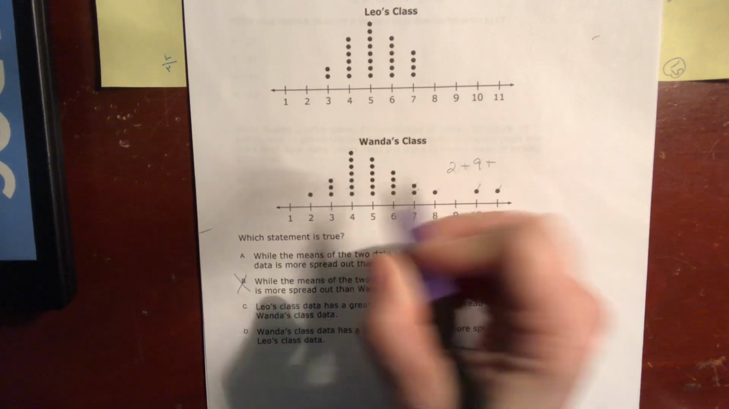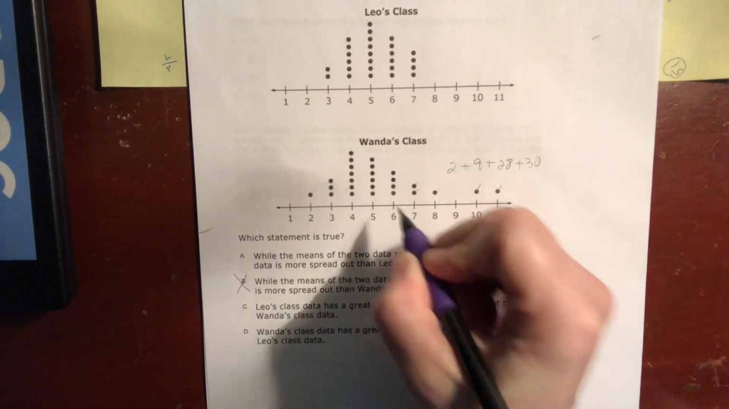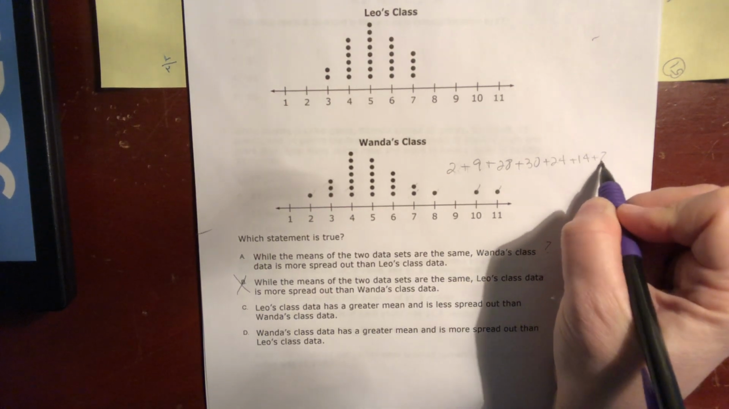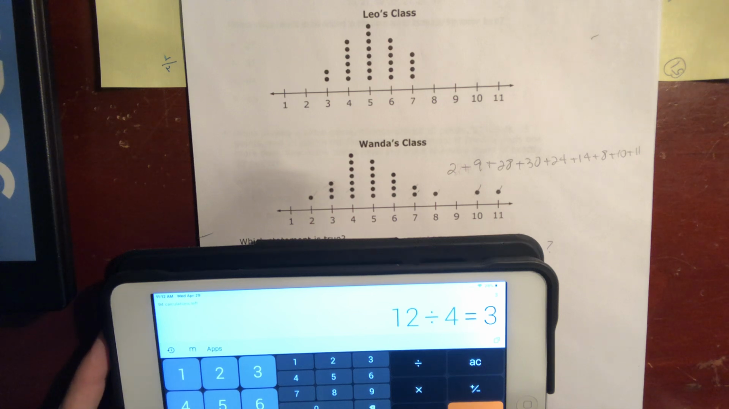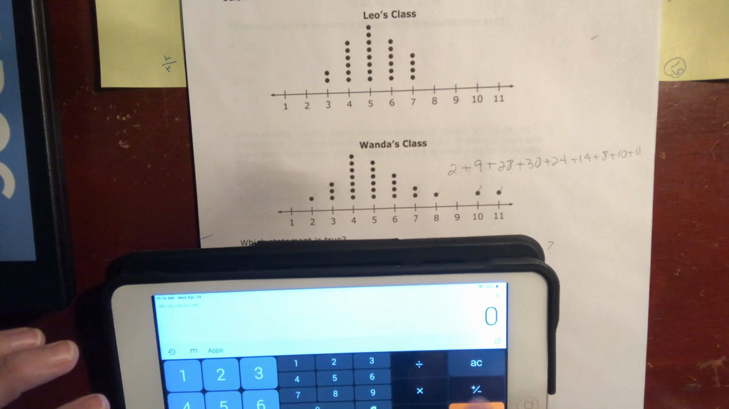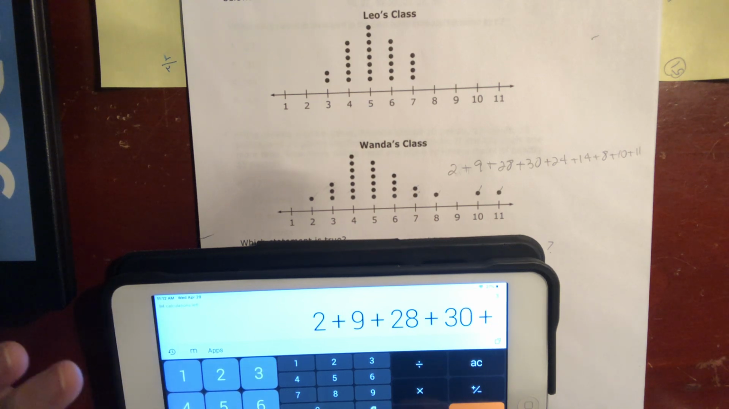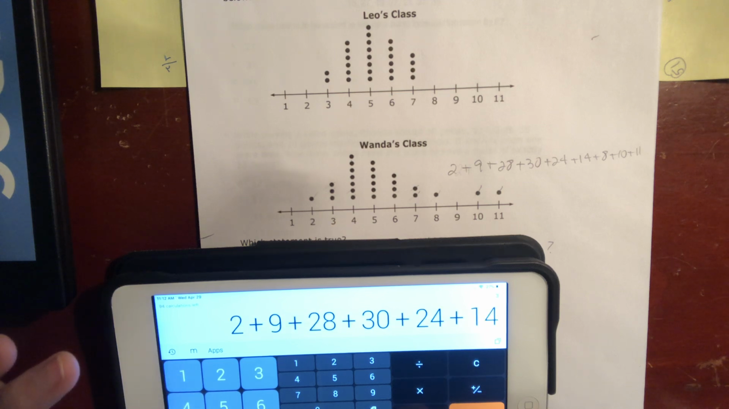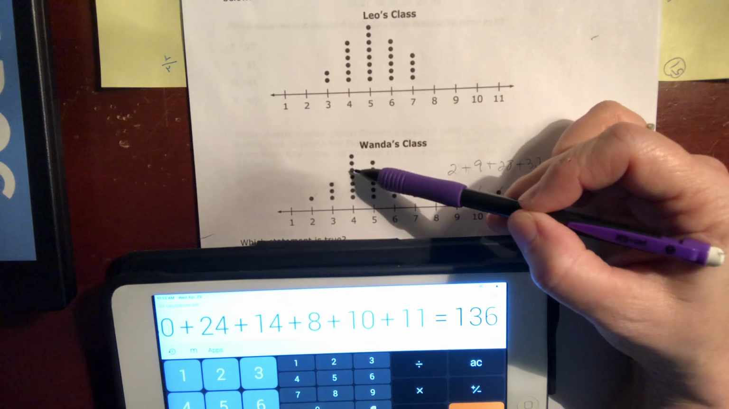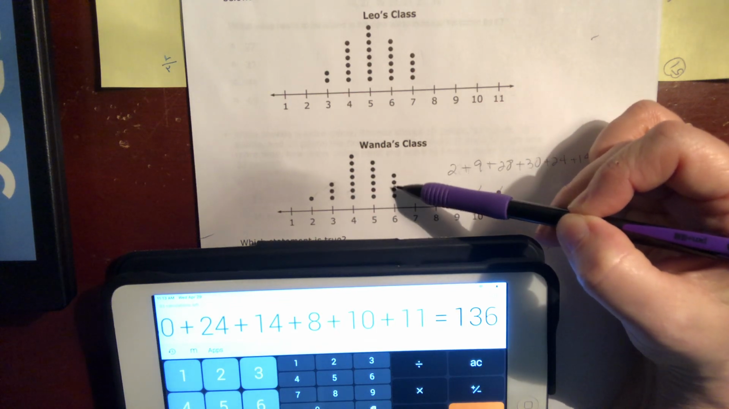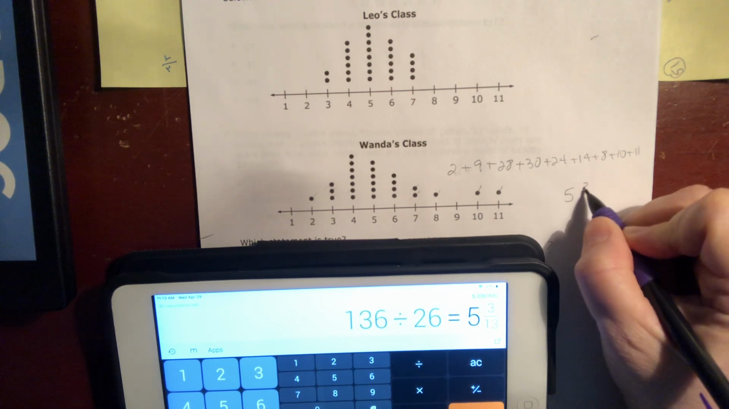We got 2 plus 9, plus 28, plus 30, plus 24, plus 14, plus 8, plus 10, plus 11. All right, so that's 2 plus 9 plus 28 plus 30 plus 24 plus 14 plus 8 plus 10 plus 11. That's 136. And we have 26 students. Divided by 26. So that's 5 3/13.